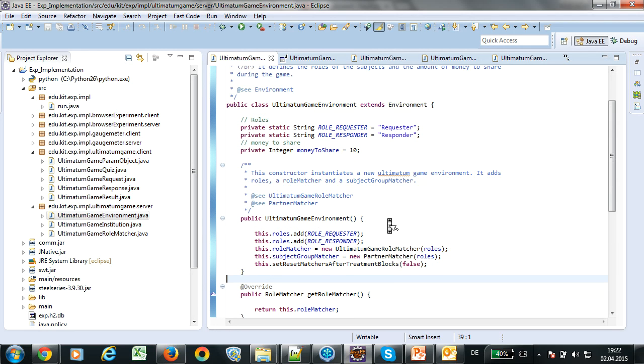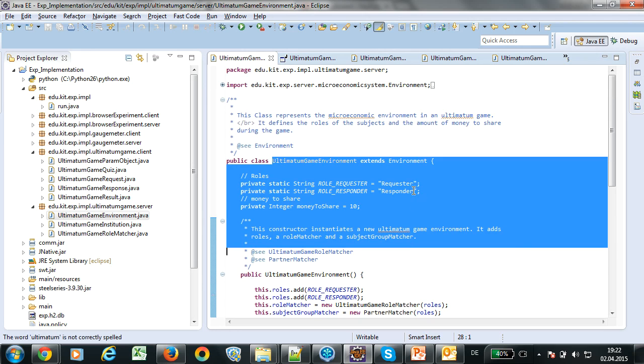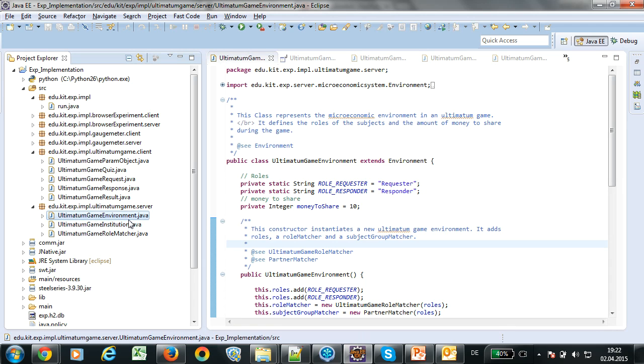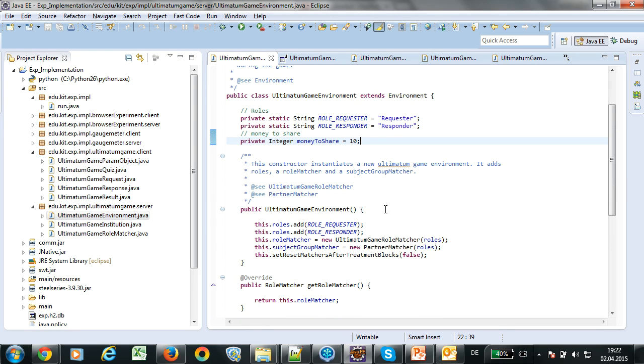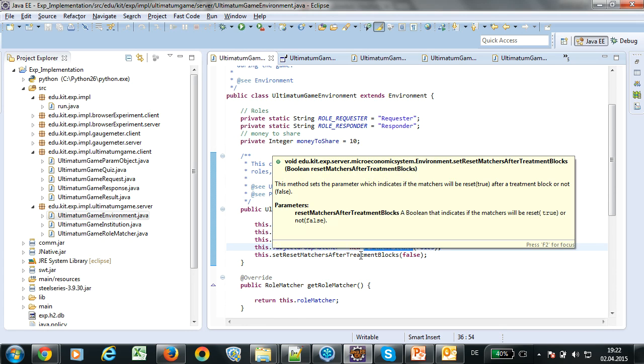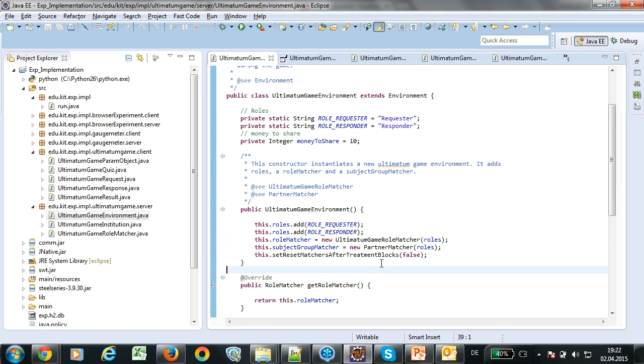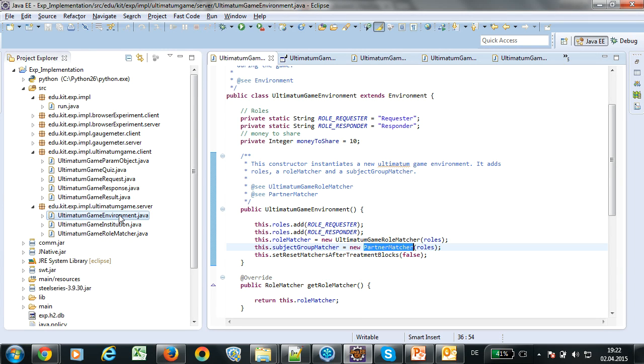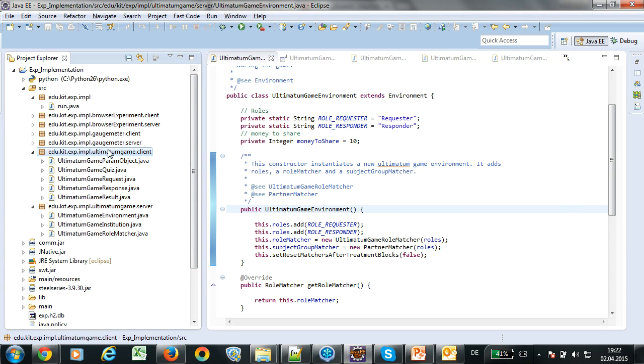Okay. So this is in brief the environment. Like you saw, the main classes of the server are basically the institution and the environment, and the environment uses its own ultimatum game role matcher and the partner matcher in this case, which are defined in the common environment, in the common server project. But you could also have your own subject group matcher in your experiment's server package. Okay, so these are some of the building blocks of the server side, and now we will move on to the client side.